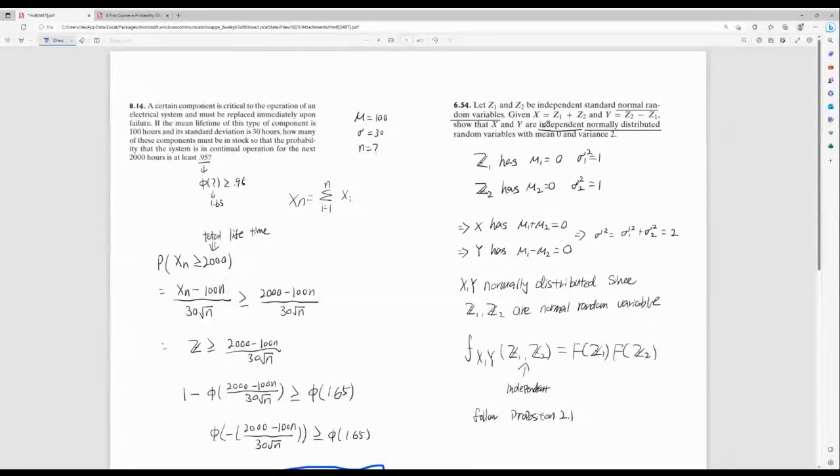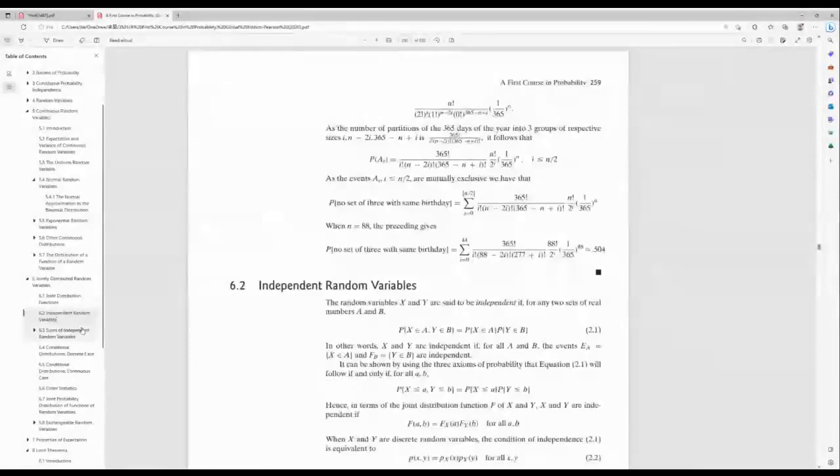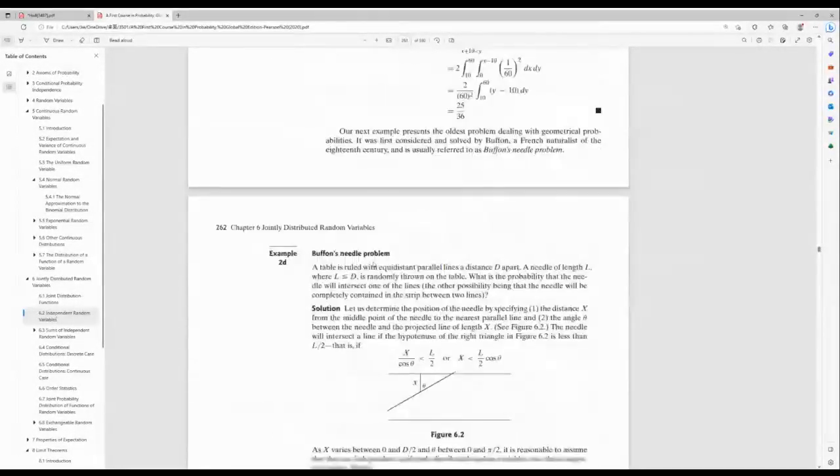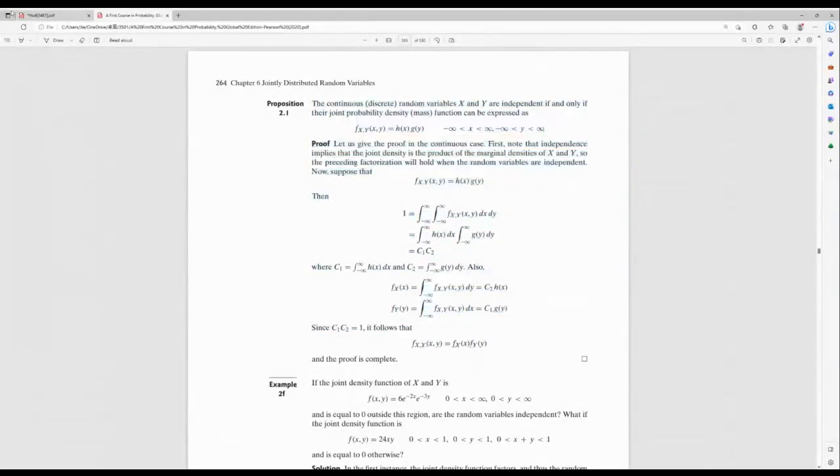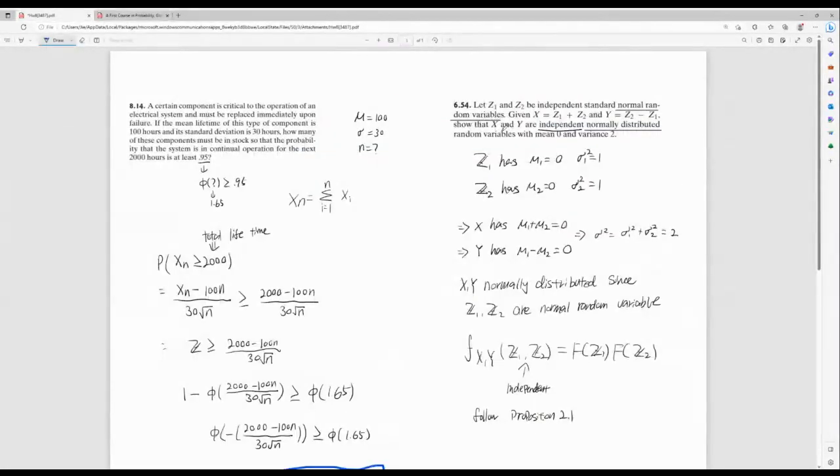In order to show they are independent, first of all, notice Z1 and Z2 are independent, and follow the proposition 2.1, right, 2. Follow this proof, we can show X, Y are independent, and then it's normally distributed because Z1 and Z2 are normal random variables. And we show mean is 0 and variance is 2.